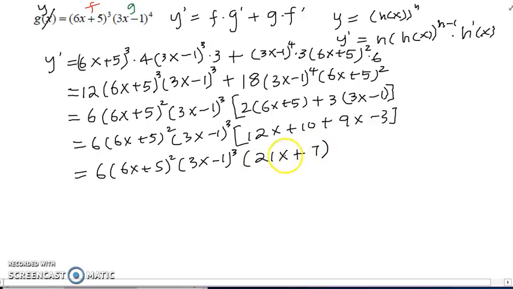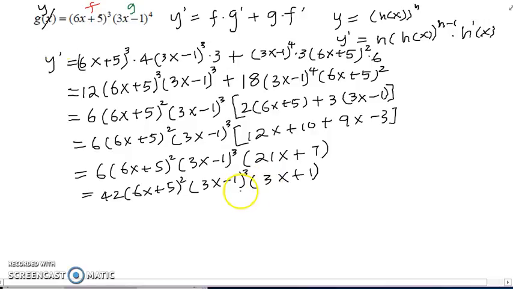Then I noticed that 21x plus 7 actually has a common factor of 7, so I can take it out. It'll be 42, multiplying 7 with 6 is 42, times (6x + 5) squared, (3x - 1) cubed, just keep on copying them, and this would be (3x + 1). And that is the end of the derivative of the original function.